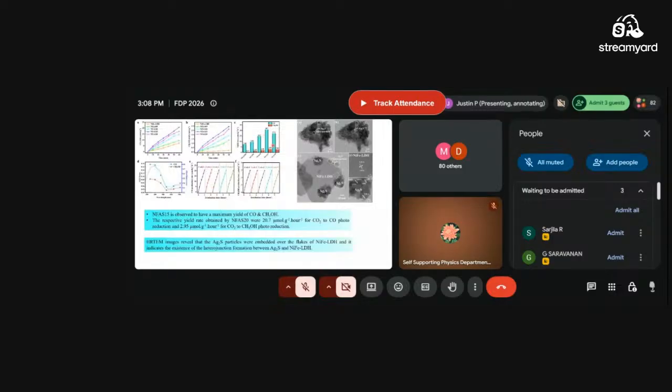The 88% of selectivity is for CO, and only 12% of selectivity is for the methanol generation in our material. We also tested the sample for 5 different cycles. In all the 5 different cycles, our photocatalyst material exhibits a very stable nature.